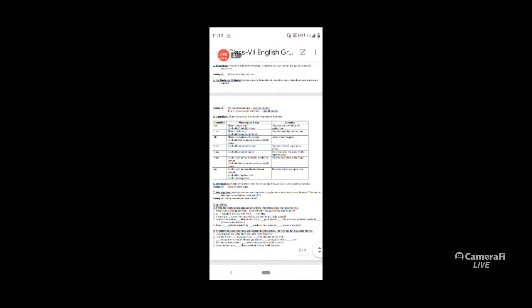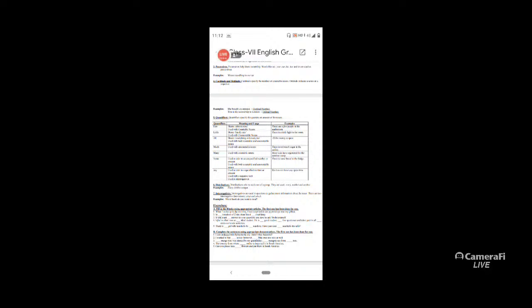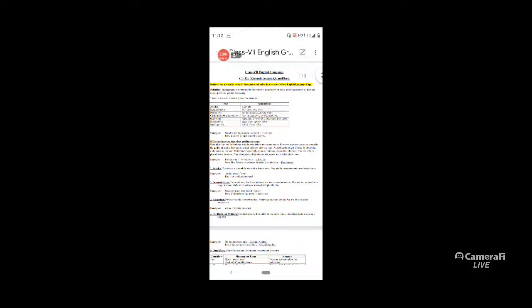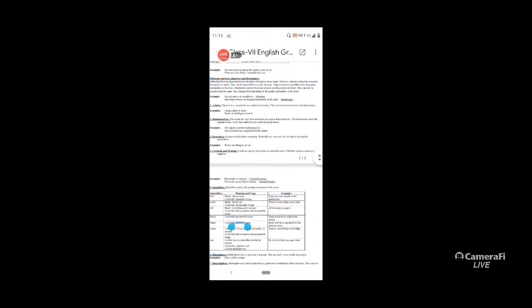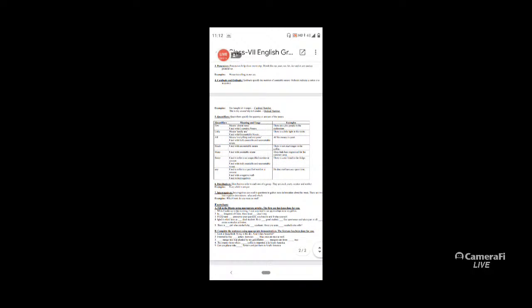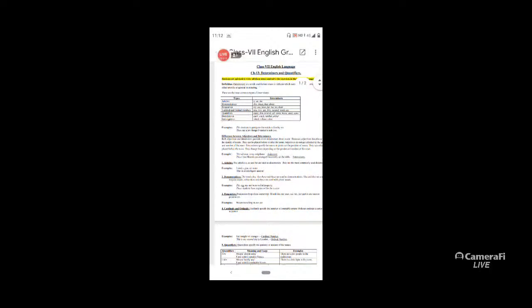You will be solving the other ones on your own. I just told you this in order to make you understand. Next is to complete the sentences using appropriate demonstratives. The first ones have been done for you. The demonstratives are these, that, those, and you choose which to use. Look at dash birds flying in the sky, aren't they beautiful? Look at those birds flying in the sky. Questions 2, 3, 4, 5 you will do on your own in your copy.